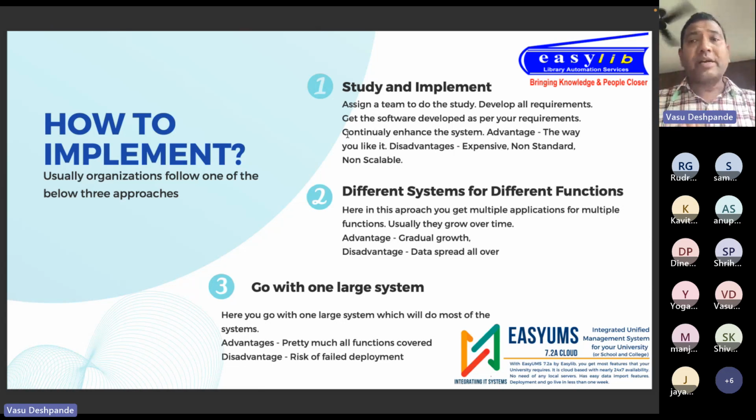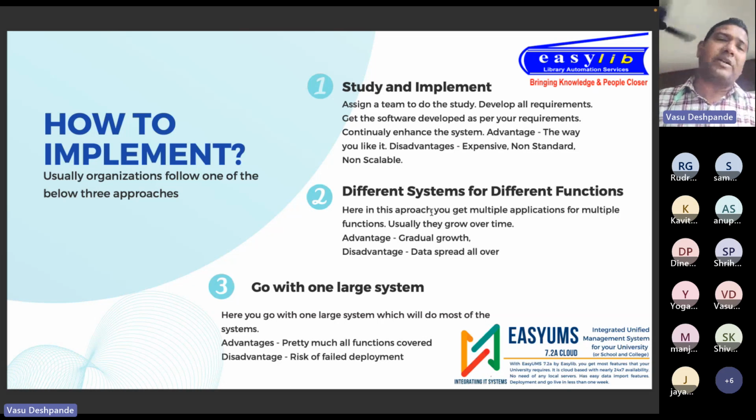The second method is you get different systems for different functions. For example, admissions. You go with one system which specializes only in the admissions part. Perfect. You get that system, you get the data, and all the data sits in Excel. Then you have one or two people writing your fee management system. Those people develop only the portion for the fee management system. Then you partner with another one which will help you manage the examination. Then you have other systems for the timetable, another for the attendance, another for something else. This is the second approach. You have different systems for different functions.